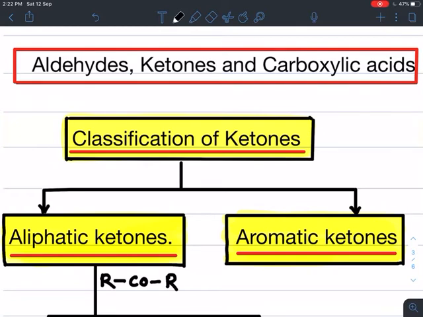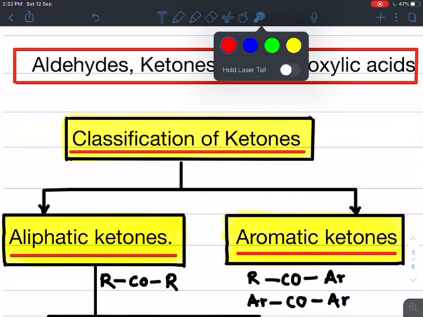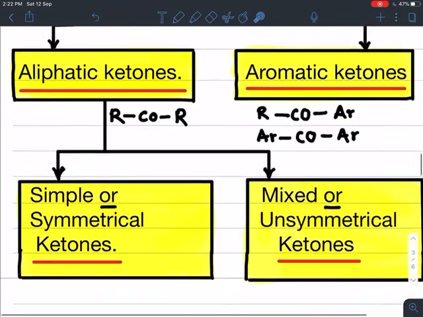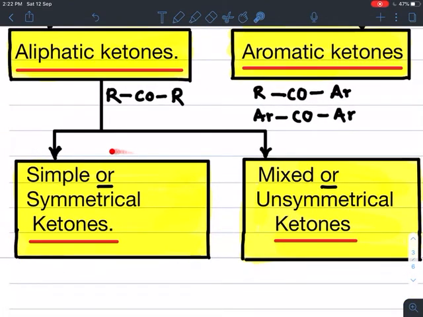And in the case of aromatic ketones, the carbonyl group, meaning the functional group of the ketone, is either attached to one alkyl and one aryl group, or to aryl groups on both sides of the ketonic CO group. These are called aromatic ketones. Aliphatic ketones are further classified into two types: first, simple or symmetrical ketones, and the other, mixed or unsymmetrical ketones.